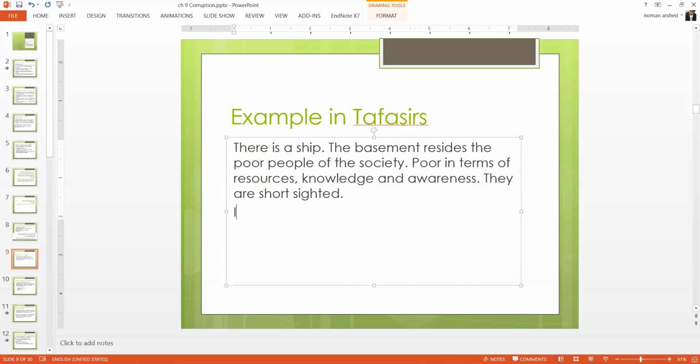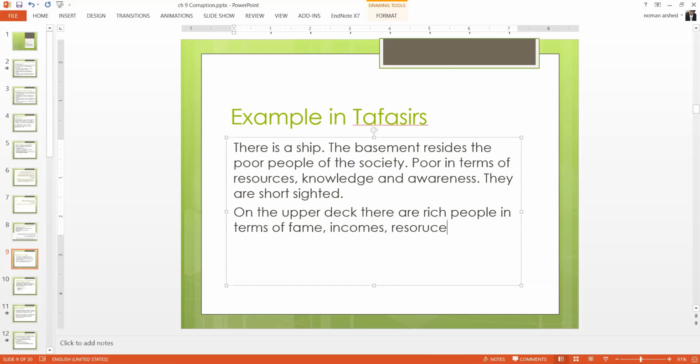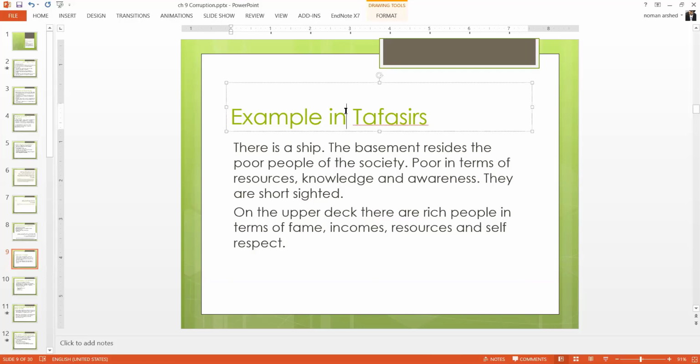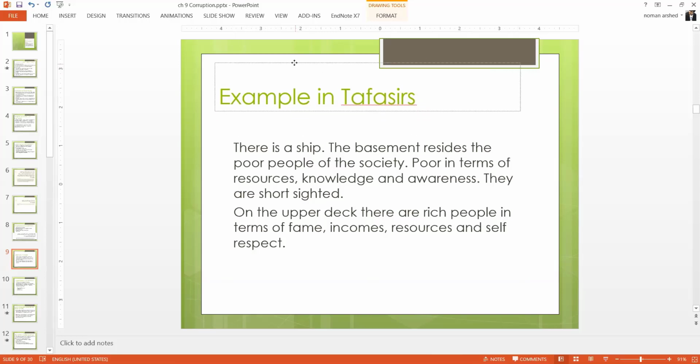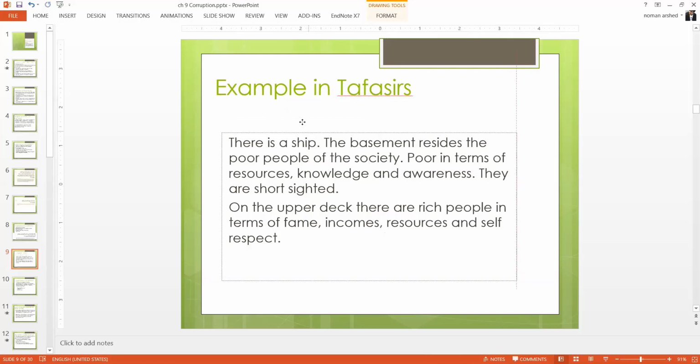And on the upper deck, there are rich people in terms of fame, incomes, resources, and self-respect. Okay, so they are rich people, and the ship is actually the economy. So let's settle it up.